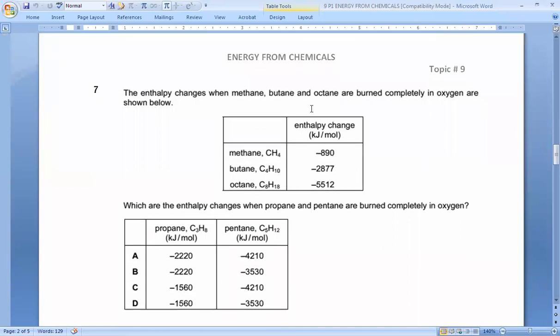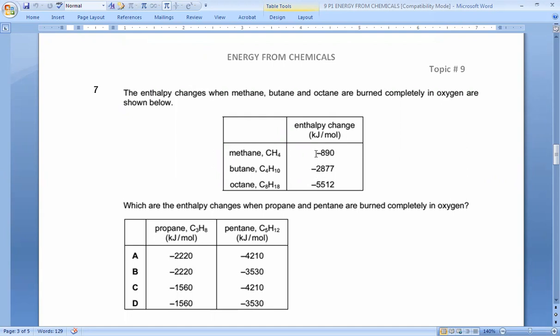This is a calculation based numerical. The enthalpy changes when methane, butane, and octane are burned completely in oxygen are shown below. Methane, formula CH4, releases 890 kilojoules of energy. Butane is another organic compound, C4H10, with 2877. Octane, C8H18, which looks like petroleum, has minus 5512. But all the values contain a negative sign.